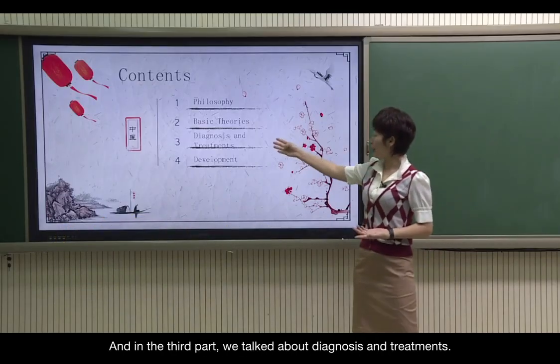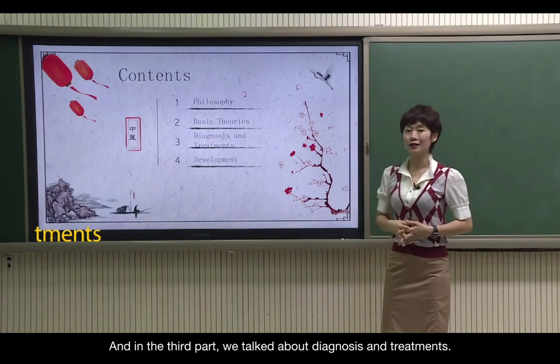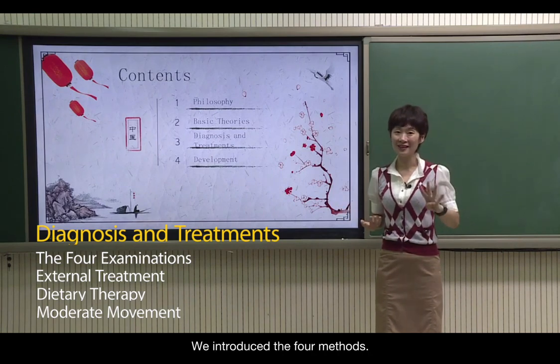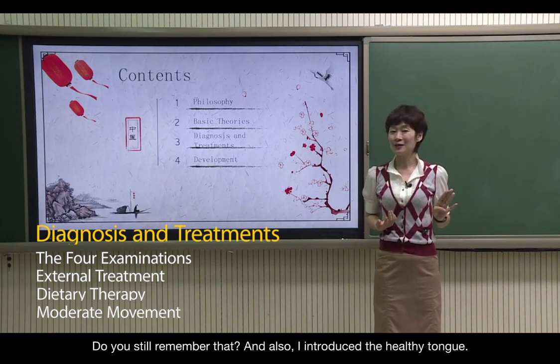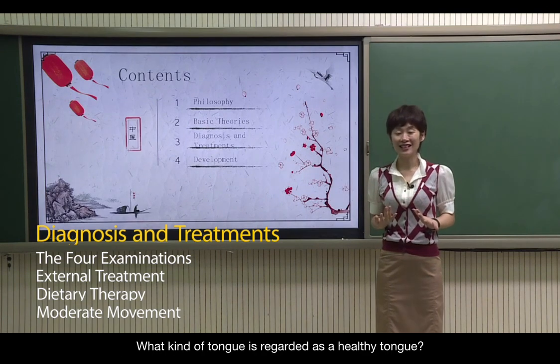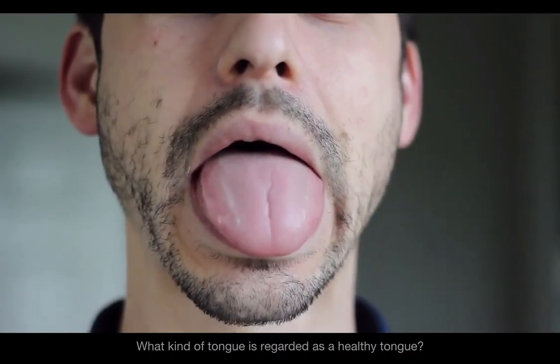And in the third part, we talked about the diagnosis and the treatments. We got to know what we do to diagnose a person's disease. We introduced the four methods. Do you still remember that? And also I introduced the healthy tongue. What kind of tongue is regarded as a healthy tongue?